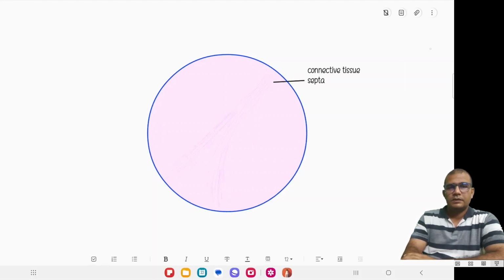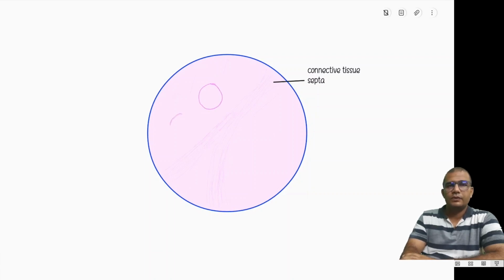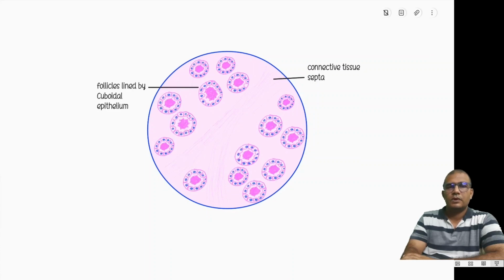We will start drawing the connective tissue septa, which divide the gland into various lobules, and we will draw circular follicles. Draw 3 or 4 circular follicles and show their lining, a simple cuboidal epithelium. Complete the nuclei. The cuboidal cells will have a rounded nucleus. Now show colloid or thyroglobulin filled inside each follicle. Draw a few more follicles. Complete the diagram.